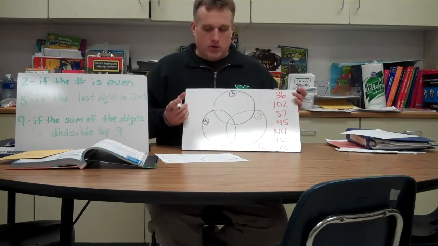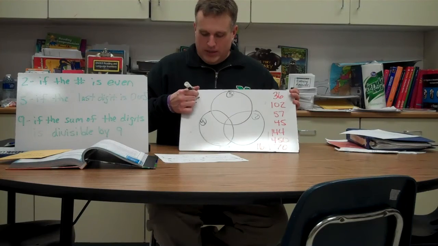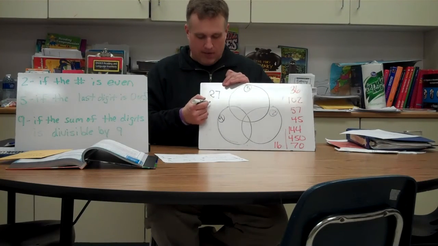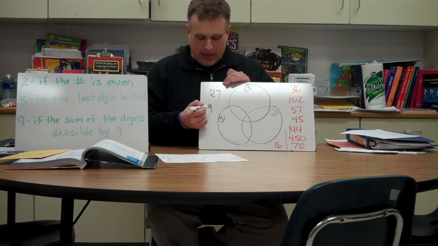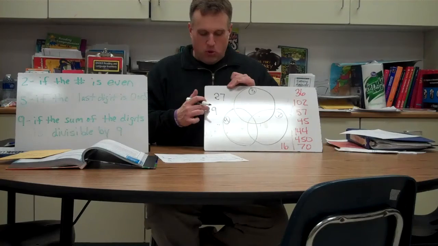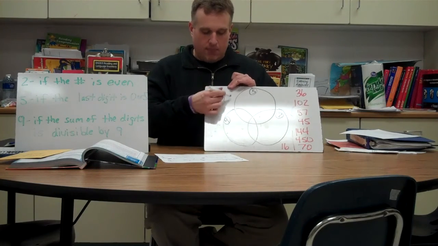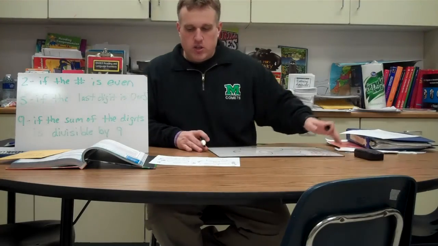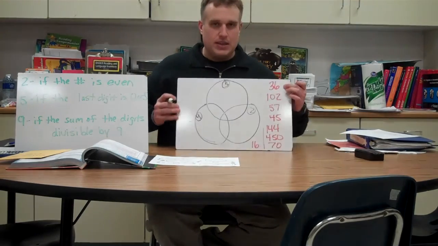So if I had the number 27, what they're saying here is if I add these together, 2 plus 7, that would give me 9. And if you look at your matrix, 9 goes into 9. So that would be divisible by 9. So you just add up the digits together. Okay? So let's look at number 36.